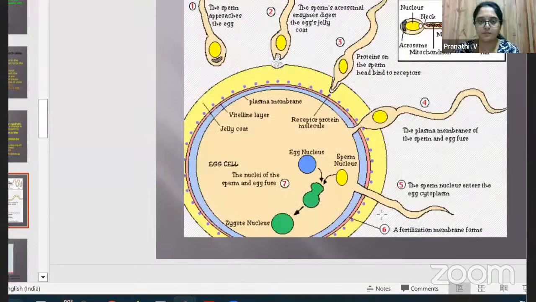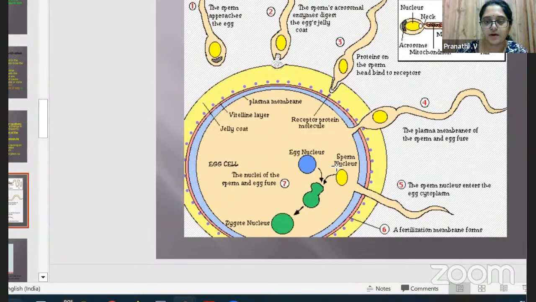The sperm enters into the egg membrane. Then the acrosomal enzymes, that is the hyaluronidases, are released and digest the egg's vitelline membrane, and proteins on the sperm try to bind with the zona and the plasma membrane of the egg. Then the plasma membrane of the sperm and the egg are fused together, and there is release of the sperm pronucleus. And this is the egg pronucleus.